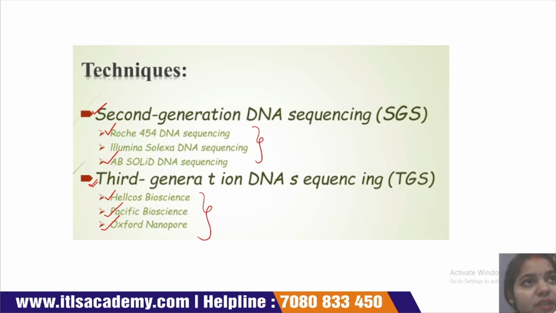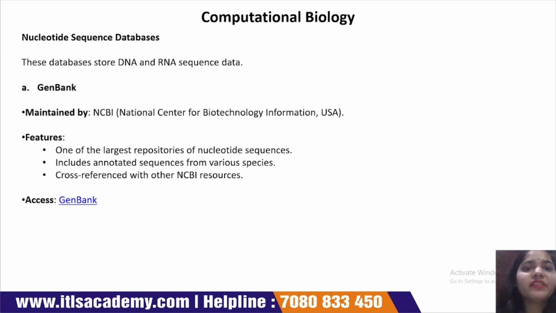First generation sequencing methods are Sanger sequencing and Maxam Gilbert sequencing. Second generation sequencing methods are Roche 454, Illumina Solexa, and AB SOLiD DNA sequencing methods. In third generation sequencing, we discuss Helicos Bioscience, Pacific Bioscience, and Oxford Nanopore. Next, we discuss computational biology.